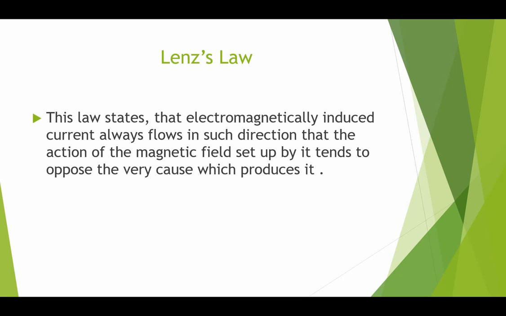When there is a conductor in a magnetic field and the flux changes or it cuts the flux, an EMF is induced in the conductor and a current flows in it. This current always flows in such a direction that it sets up a magnetic field which opposes the cause which produces it. What produces it? Change of flux. So it sets up its own flux and it opposes the main flux. This is what is called Lenz's law.